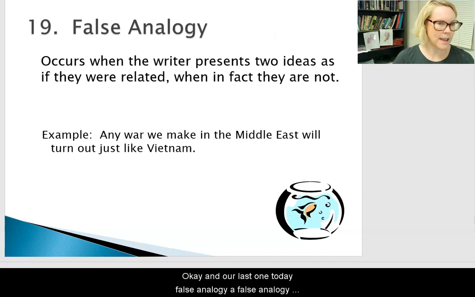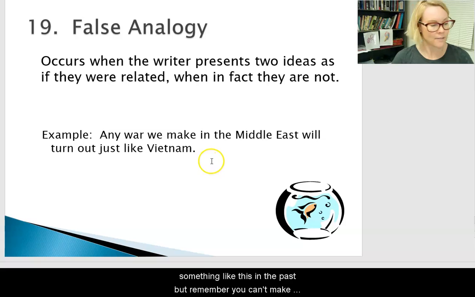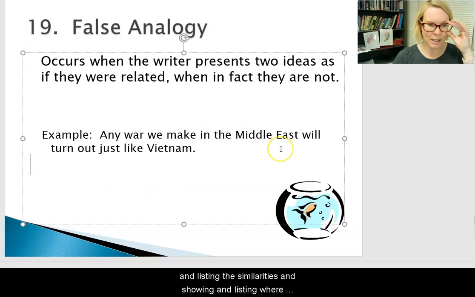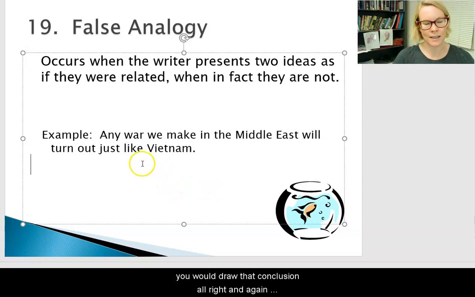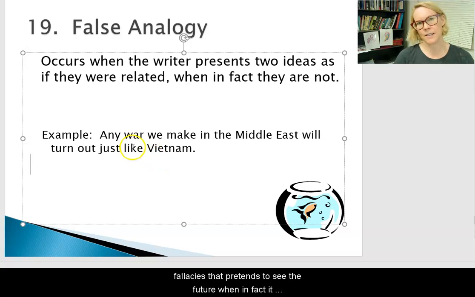Okay, and our last one today, false analogy. A false analogy occurs when the writer presents two ideas as if they were related, when in fact they are not. Here's an example. Any war we make in the Middle East will turn out just like Vietnam. Remember, you can't make such a statement without evidence, without showing and listing the similarities and where you would draw that conclusion. And again, we can't see into the future, so it's another one of those fallacies that pretends to see the future when in fact it doesn't.